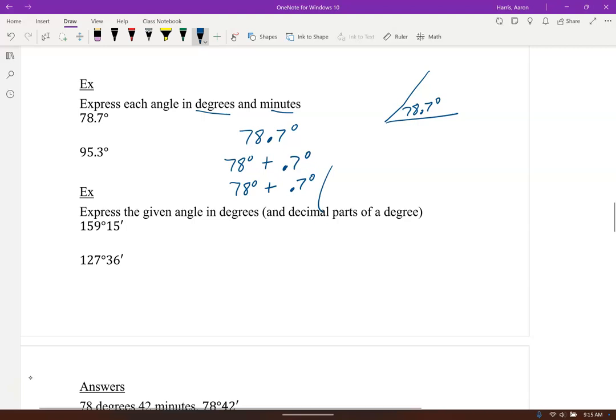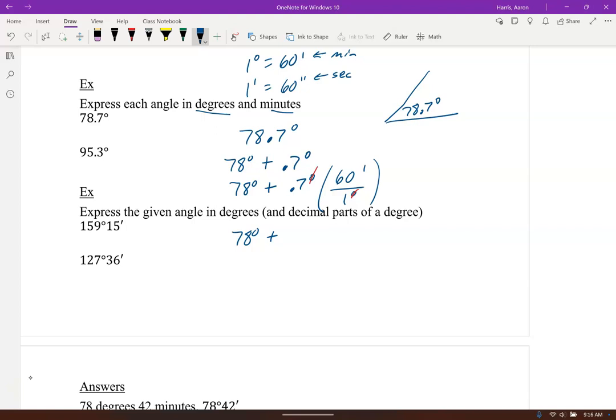So we say, well, for every 1 degree, there's 60 minutes. And for every 1 minute, there's 60 seconds, right? So we're going to go from degrees to minutes. We're going to use the top one. There's 60 minutes for every 1 degree. And now notice my degree units cancel. So I have 0.7 times 60. So this becomes 78 degrees plus, now I'm going to punch in 0.7 in my calculator times 60.